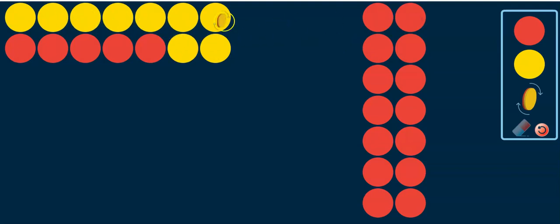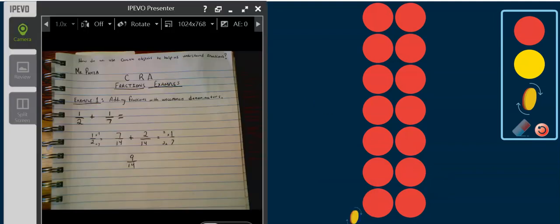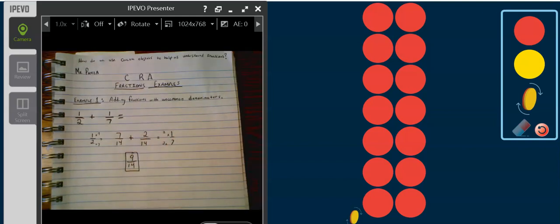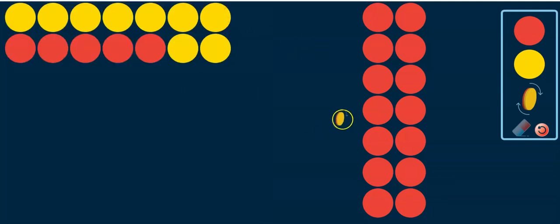Now you'll see that when you add 7 plus 2, you have 9, and the denominator did not change, so I have 9/14. When added together, 1/2 plus 1/7 is actually equal to 9/14. That's how you add fractions with uncommon denominators using this concrete method to help understand how it all works.